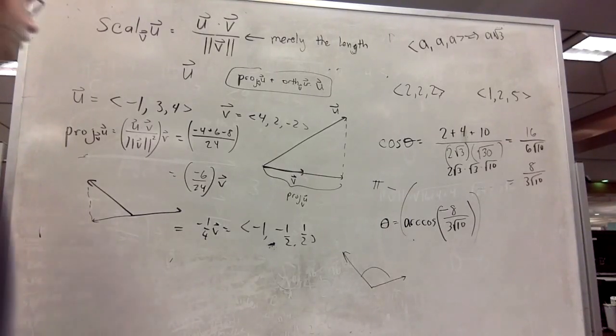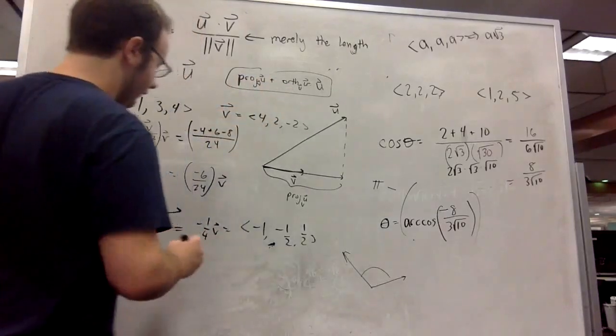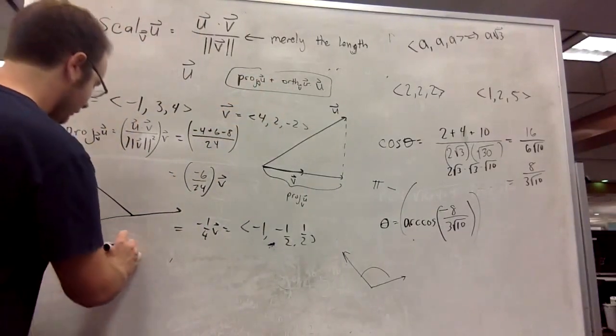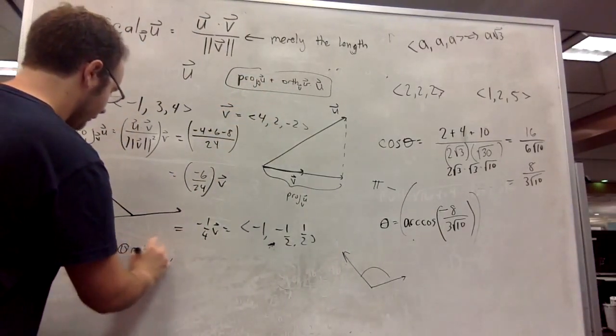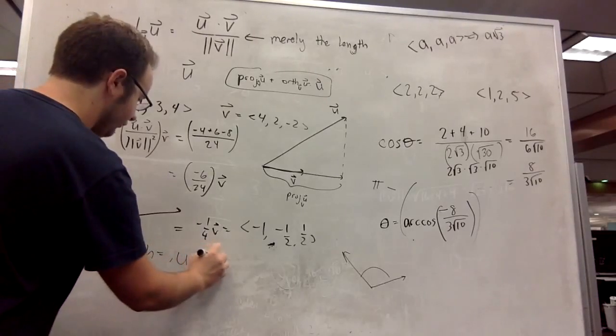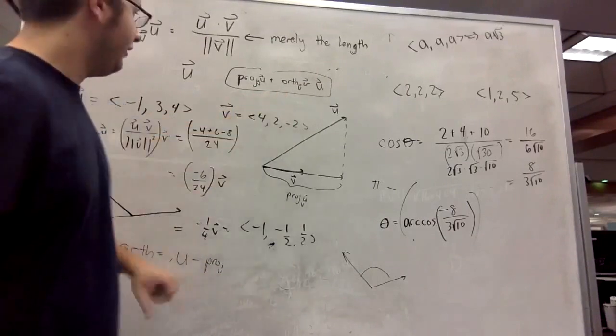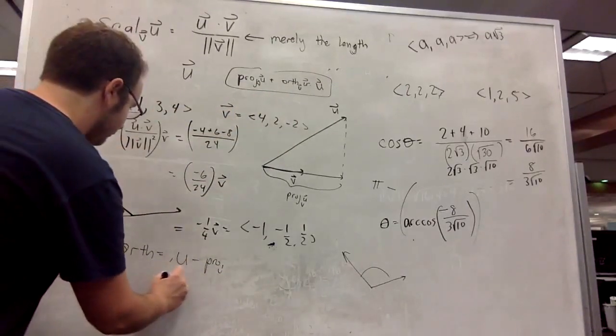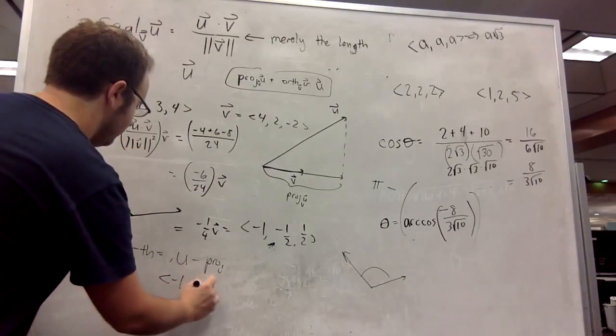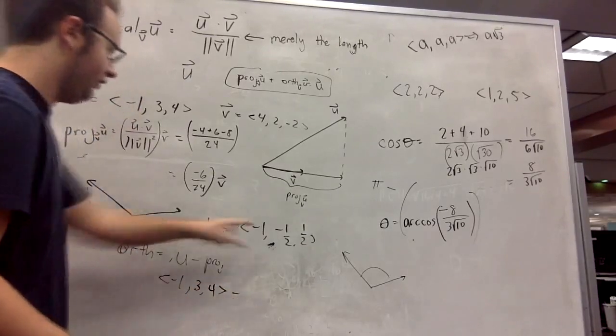All right, let's find the orthogonal of u onto v. Well, that would just be orth is equal to u minus the projection. Just by rewriting this guy. So I'm going to take u, which I know, and I'm going to subtract the projection that I just found.